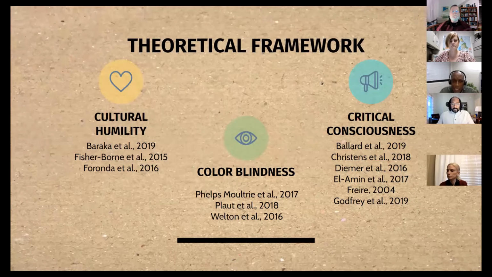So we looked at cultural humility, colorblindness, and critical consciousness. Those were our theoretical constructs. In a nutshell, cultural humility is the ability to understand and look at another person's culture while at the same time really taking a critical look at your own positionality within that culture. So you're not coming to the culture as an outside expert. You're acknowledging that that person is the expert in their lived experience relationship with their own culture.